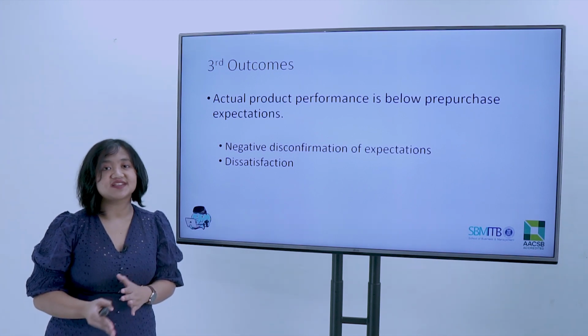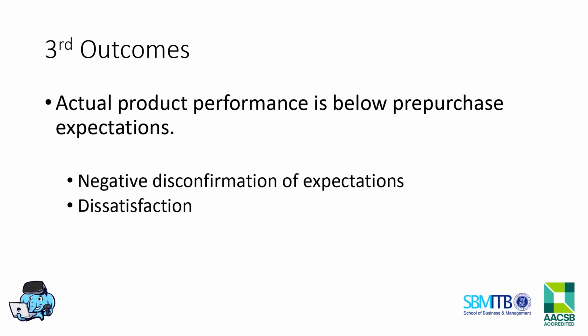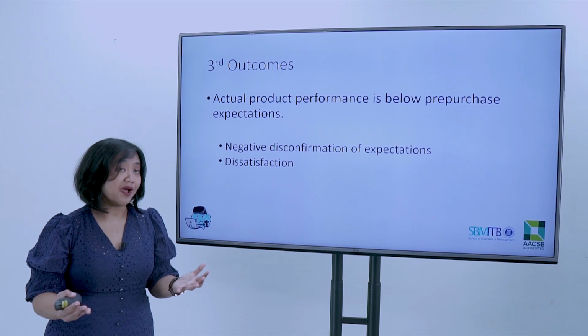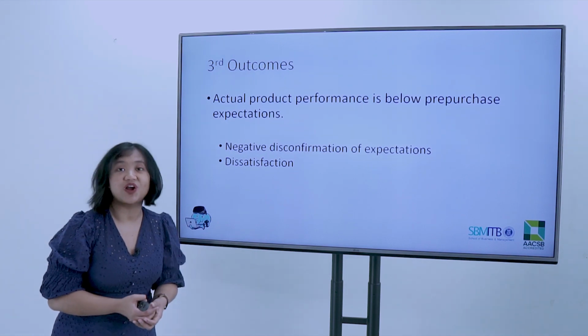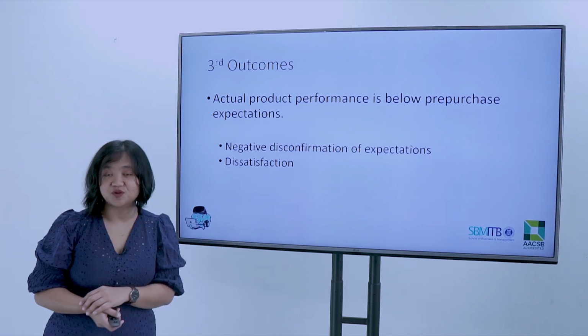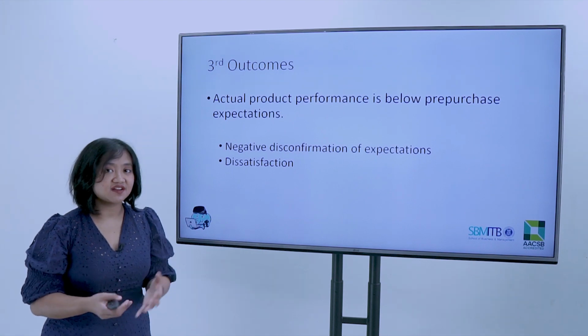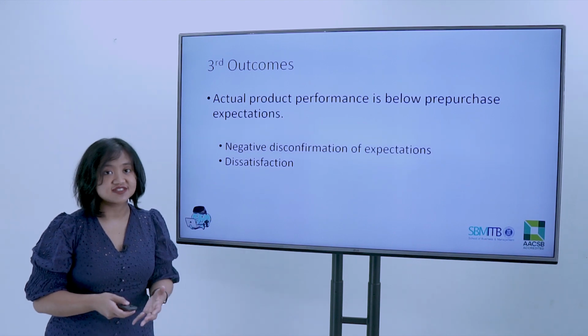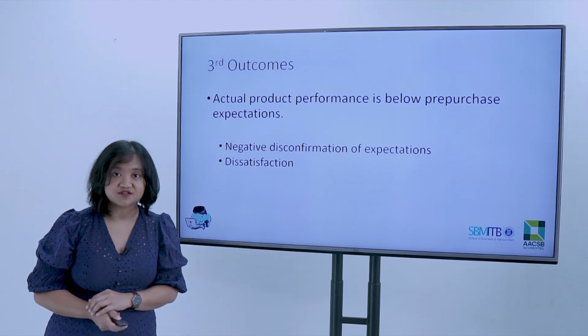And the third outcome is when the actual product performance is below the pre-purchase expectation, and it can lead to negative disconfirmation of expectation, and it will make our customer dissatisfied. So it's very dangerous, be careful of this. For example, it happens in many burger stores, where we see the ads that build high expectations from our target market, but in reality the product performance is not quite like the ads. So it's dangerous for us, and that can lead to dissatisfaction.